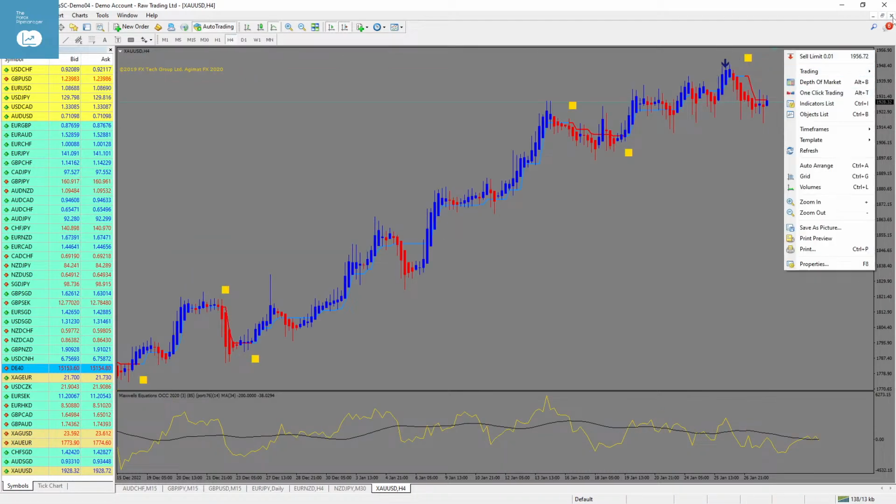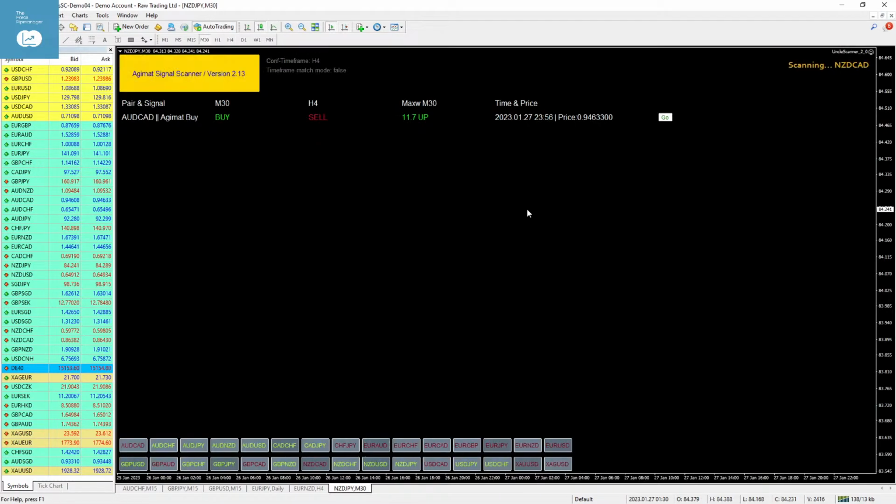Okay, this was my journey through the Agimat signal scanner and the Agimat signals we had last week, and a little bit of forecast for the new week.